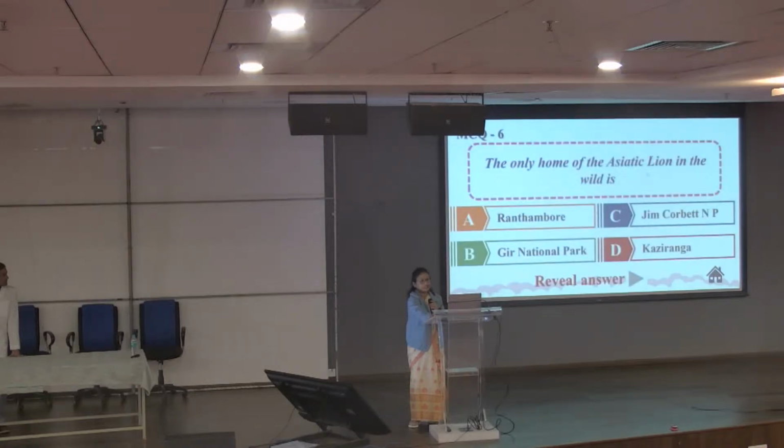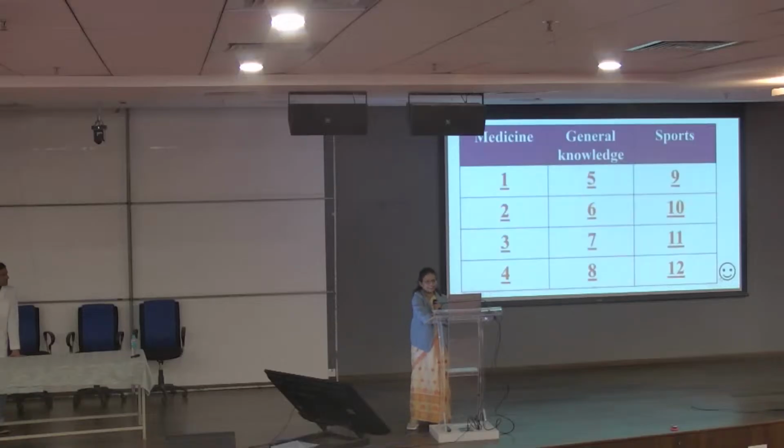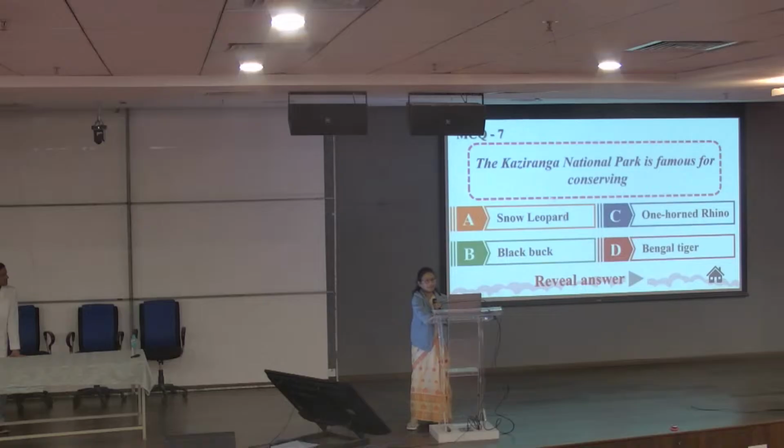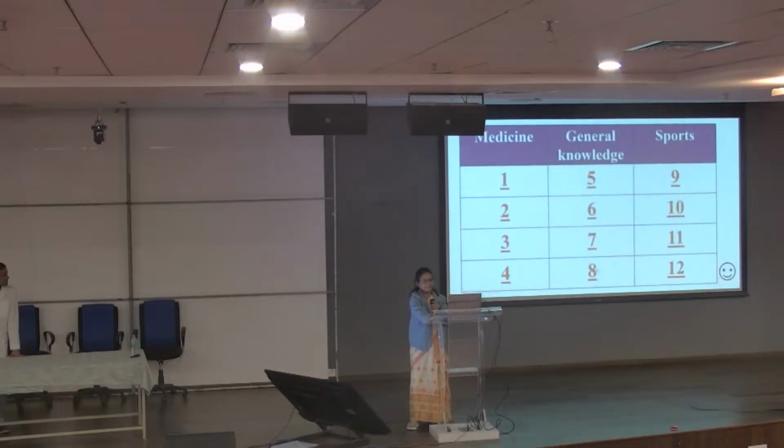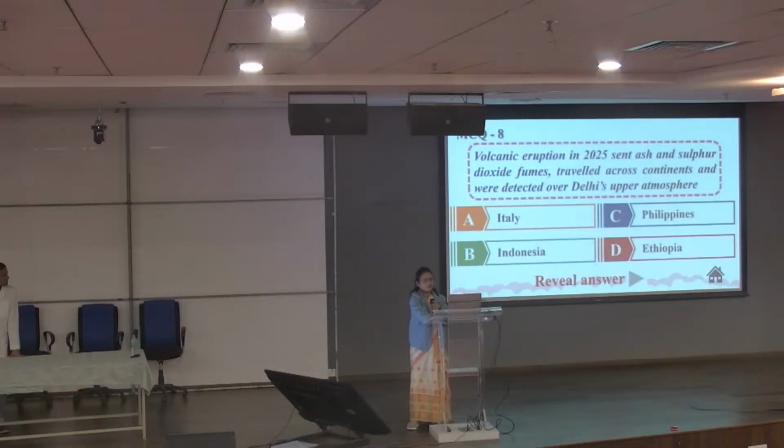Then coming to the sixth, the Asiatic lion. The answer is Gir National Park, B. Jim Corbett is for tigers. Everybody gets confused between Jim Corbett and this. Coming to the seventh, Kaziranga, I think everybody knows the answer. It is the one-horned rhinoceros, so the answer is C. The volcanic eruption, as the answer was revealed, was Ethiopia. The answer is D.